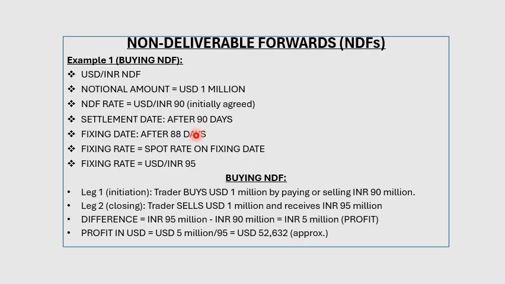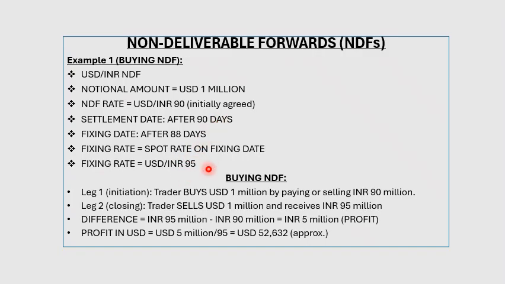Say a trader buys the NDF today for 1 million USD INR at 90. USD 1 million is the notional amount. This large amount is not actually transacted. On the fixing date, or the 88th day, say USD INR is 95. 2 days after the fixing date, on the 90th day, the settlement will be as follows.